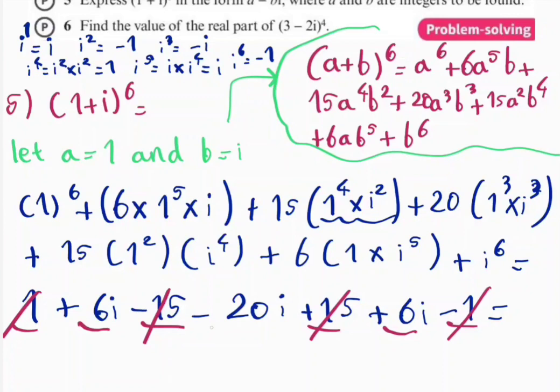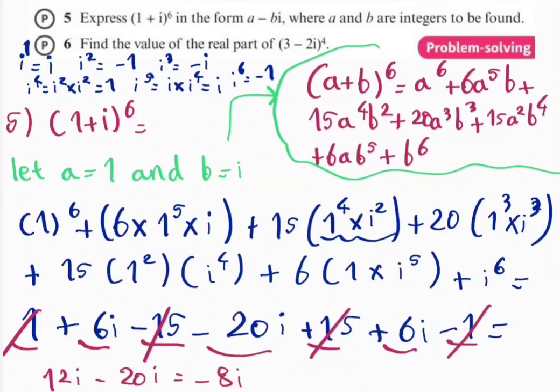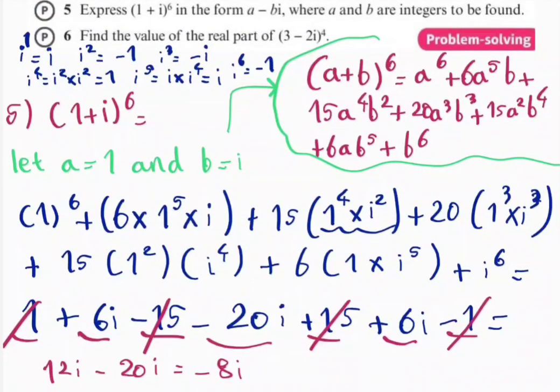Now we have 6i minus 20i and 6i. So that's 12i minus 20i, and that's equal to minus 8i. And that's the answer. So this is probably the fastest, not the fastest way, because we will learn a much better method later on, but for now this is the fastest way that we can do questions like this.